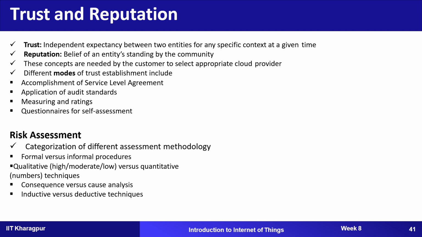And then next is your risk assessment. It is defined as the categorization of different assessment methodology. Formal versus informal procedures are there. Then qualitative and quantitative techniques are also there. Consequence versus cause analysis is there, and inductive versus deductive techniques are also there for doing your risk assessment. So basically different categories are there, and these are further 4 categories. First one is formal informal, second quantitative qualitative, consequence versus cause, and inductive and deductive.